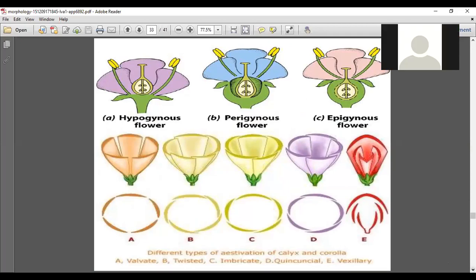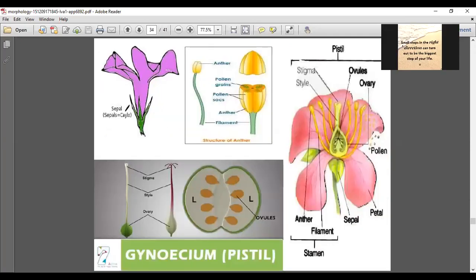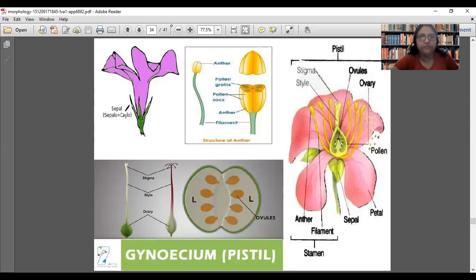Estivation. Very good. Estivation. So this is the cross section of ovary. If you take a cross section of ovary, you can see the ovules are arranged. And if you take a cross section of anther, you can see that there are pollen sacs. These are called pollen sacs, inside which the pollen are produced.